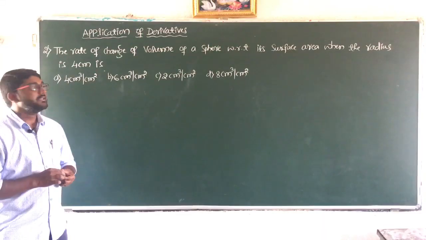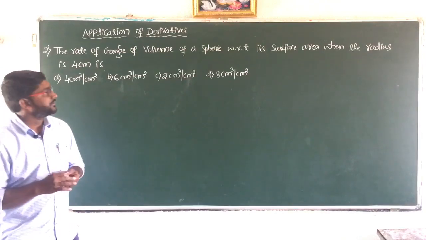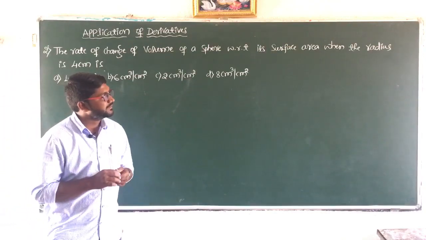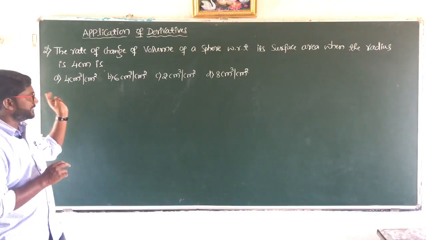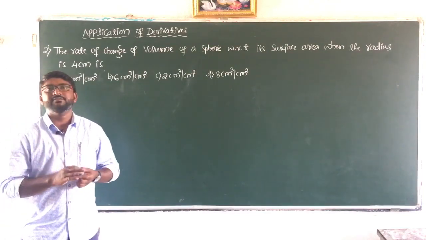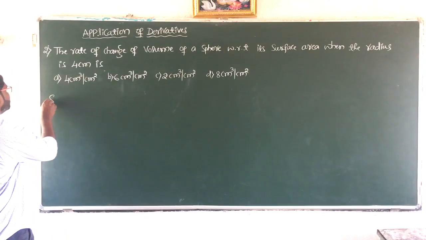So let us solve the second question. The rate of change of volume of a sphere with respect to its surface area when the radius is 4 centimeter is. He has given 4 options, and this question was asked in 2017. So let us solve this.